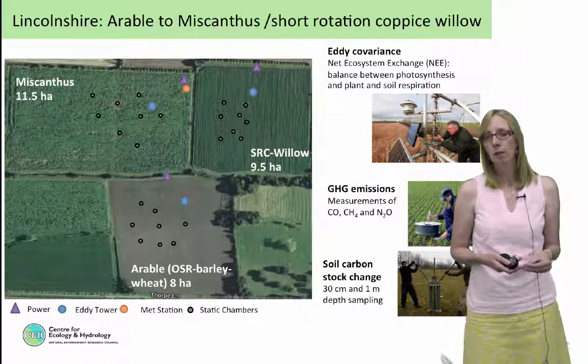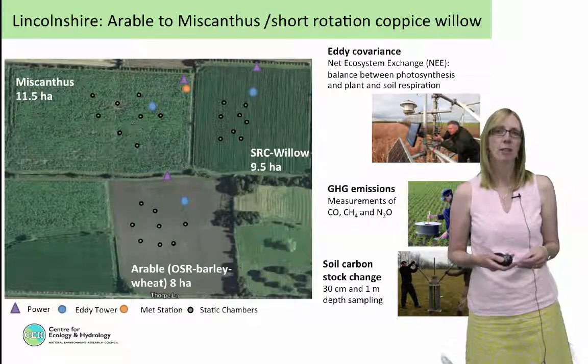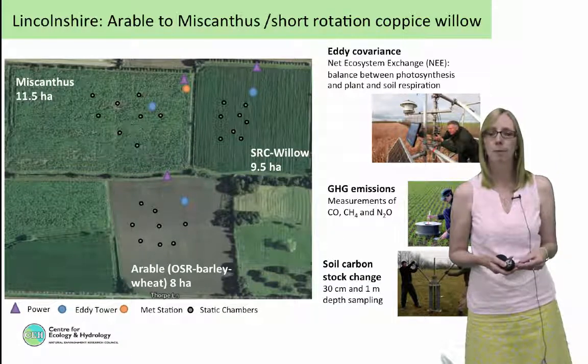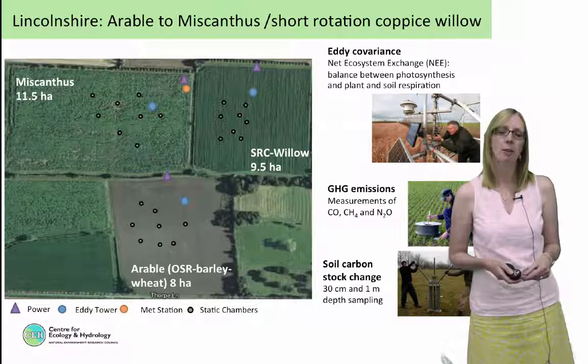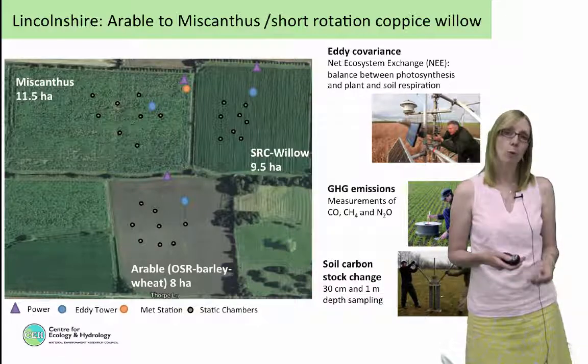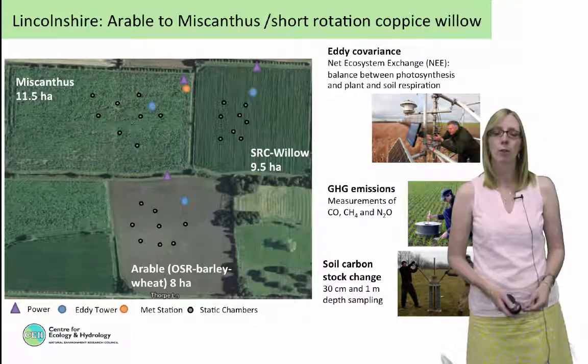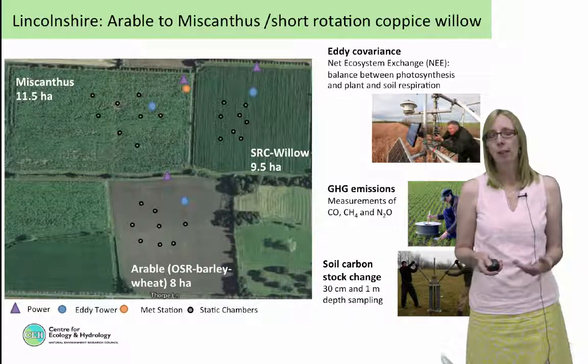And this is a farm where there is arable land and also willow and Miscanthus planted. And we've installed eddy-covariance equipment to measure net ecosystem exchange, which is the emission and uptake of carbon dioxide from the system. And also chamber measurements to look at CO2, methane and N2O, and sampling down to 30 centimetres and also down to 1 metre to look at soil carbon stock change. These are the crops we have at Lincolnshire.